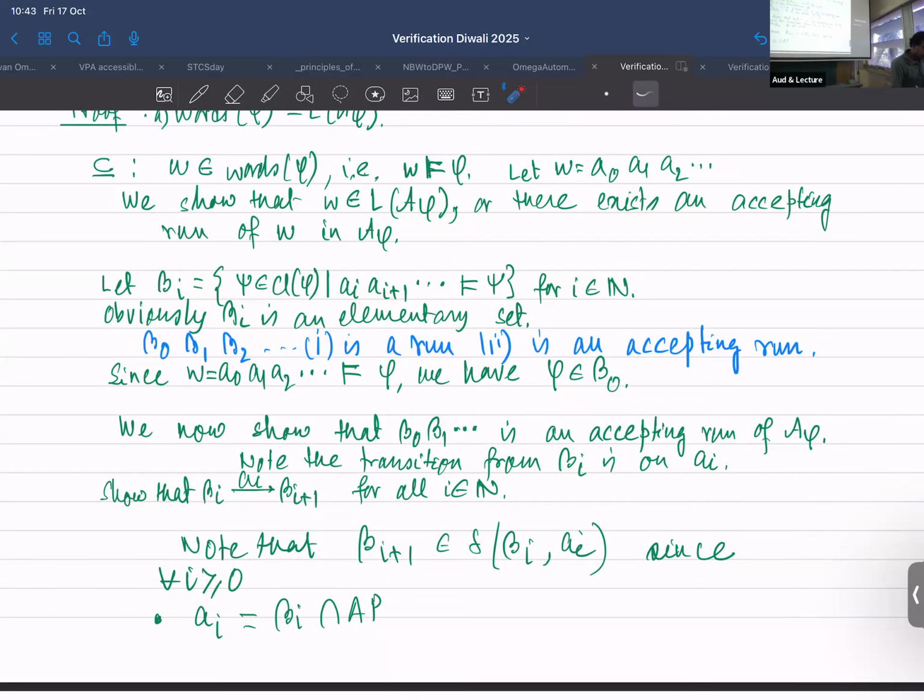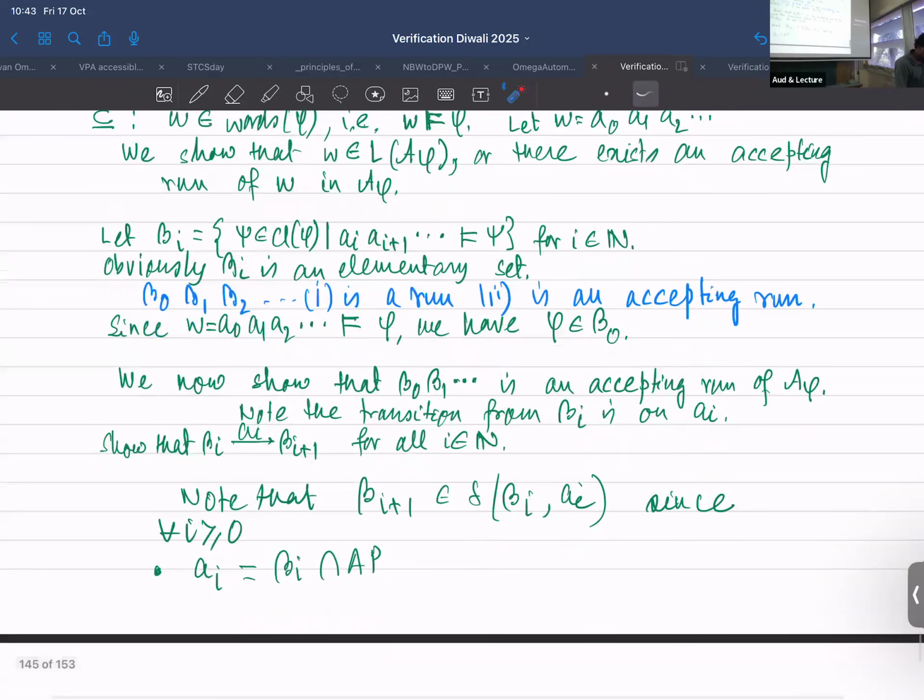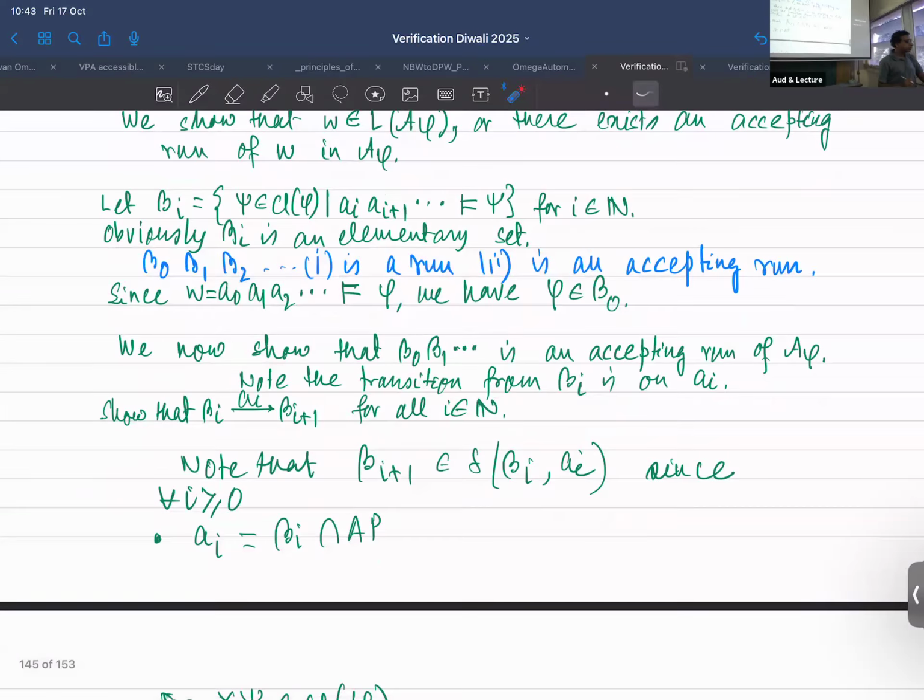So this is what we are going to show, that this is indeed an accepting run of A phi. First we'll show that this is a run, and then that this run is accepting. In order to show that this is a run, we have to show that for every i, from beta i to beta i plus 1, we have a valid transition. Clear? So this is what we need to first show.